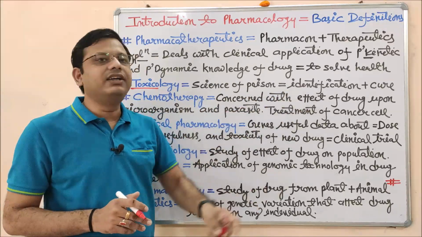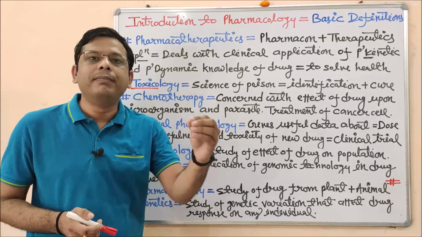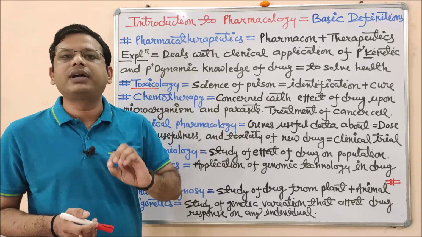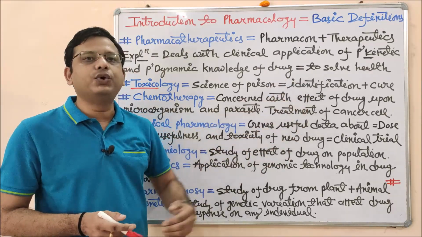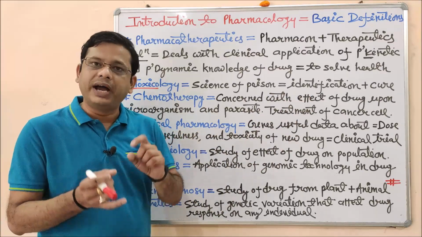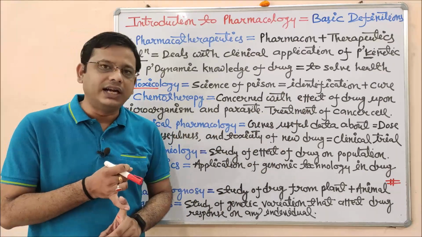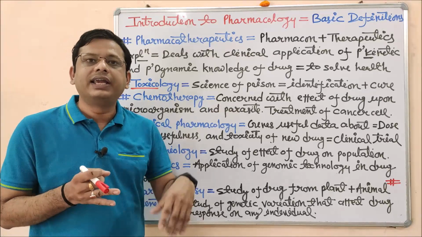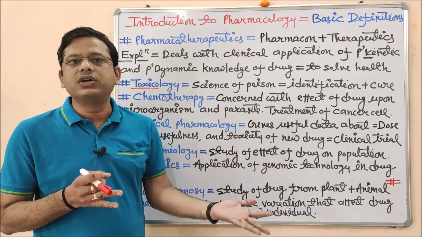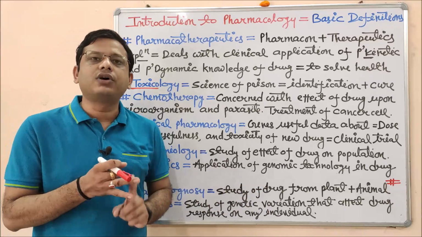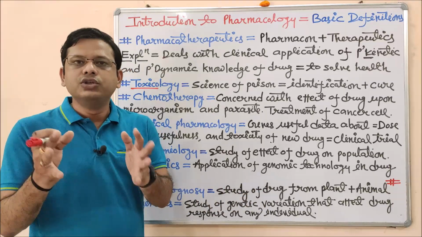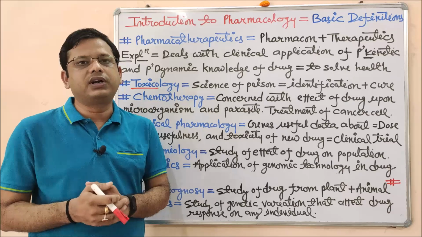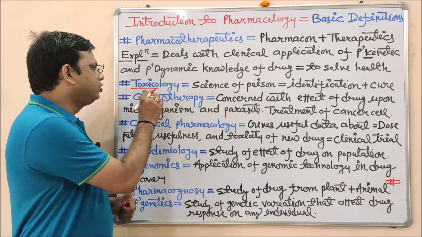It includes identification of poison, management of the condition of the affected person, and ultimately the cure or treatment of that particular poison by using either activated charcoal, which is called the universal antidote, or a specific antidote. In case of morphine poisoning we have to use naloxone, and in case of opioid poisoning we have to use naltrexone. So the different applications of drugs for treatment of poison are called toxicology.